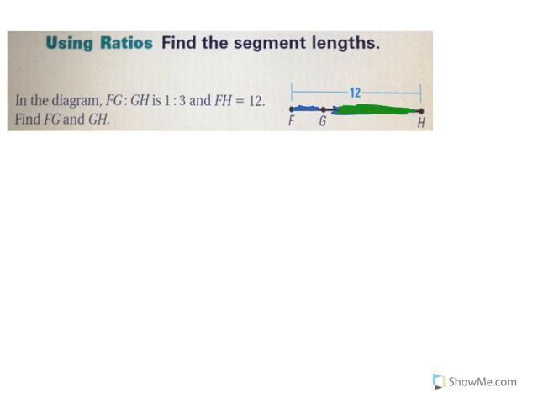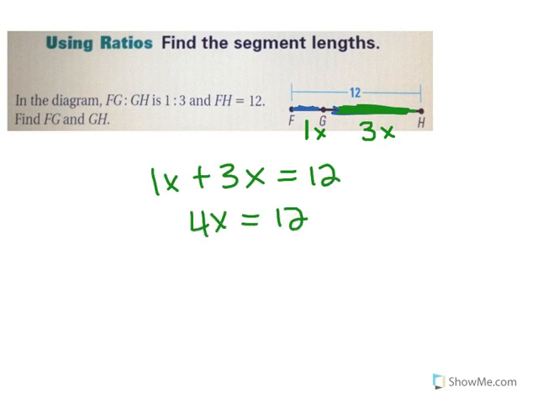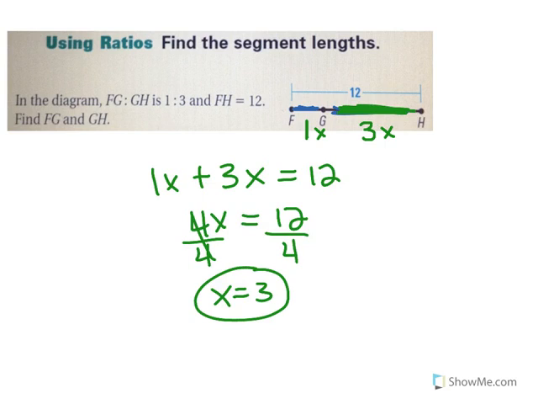So we know that FG is 1 and GH is 3. But if we add 1 plus 3, that's not going to give you 12. So we need to multiply that by the same number. We don't know what number yet. We're going to figure that out. So I'm going to put an x there because we don't know what number we're going to increase that by, and then 3x. And then you could just set up an equation, 1x plus 3x equals 12. Combine like terms, divide out the coefficient, and x is equal to 3.